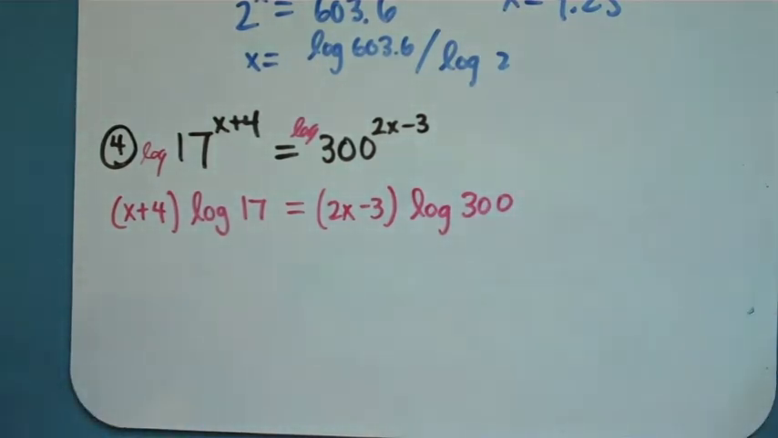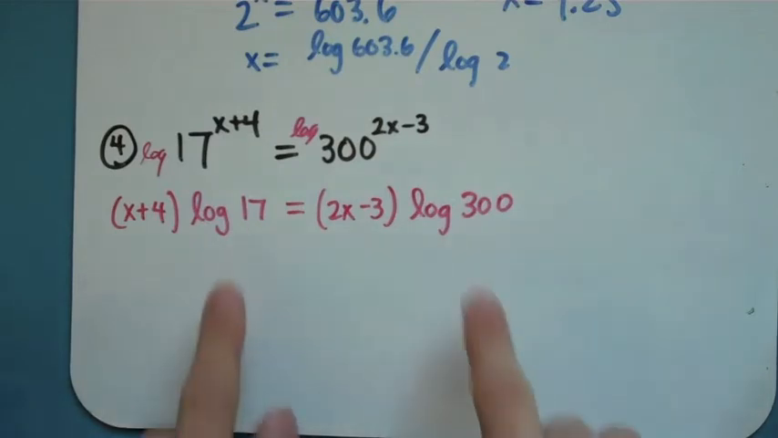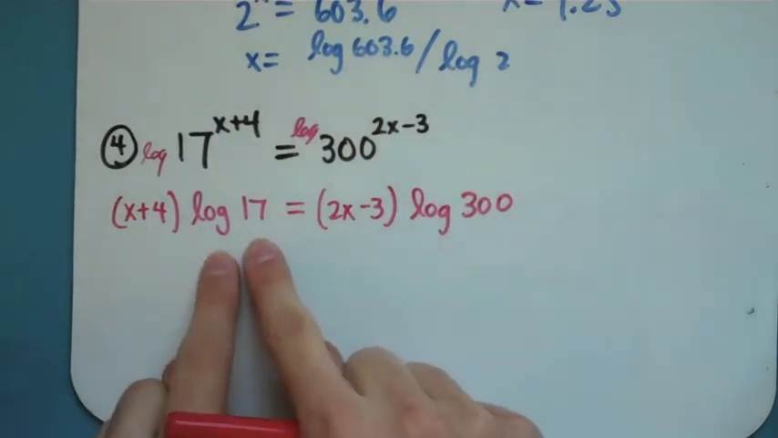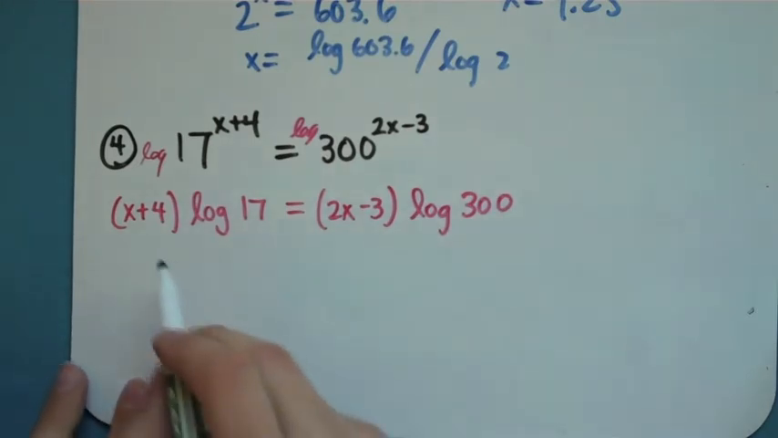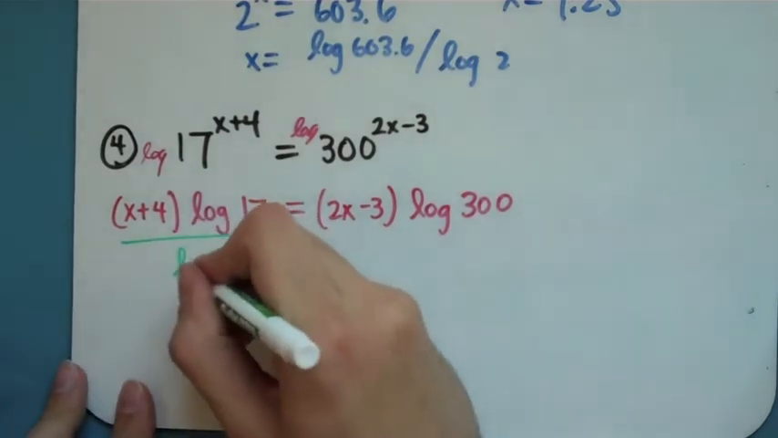A little messy looking here. Now what I'm going to do at this point is decide, okay, I either have to divide both sides by log 17 or divide both sides by log 300 to make them go away. It really doesn't matter what you end up doing here. I guess I'll just divide both sides by log 17.